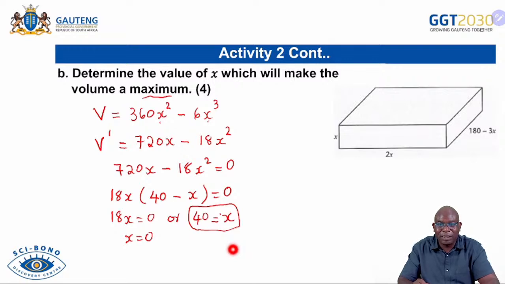Okay, the volume is 0 there. Can you imagine? I have a box and I've got something inside and I say the volume will be 0. It will not make sense. So I'm going to discard that answer there, and my answer will be x equals 40. So I get the value of x, which is 40. So I put 40 as my value of x, then I get a maximized volume.